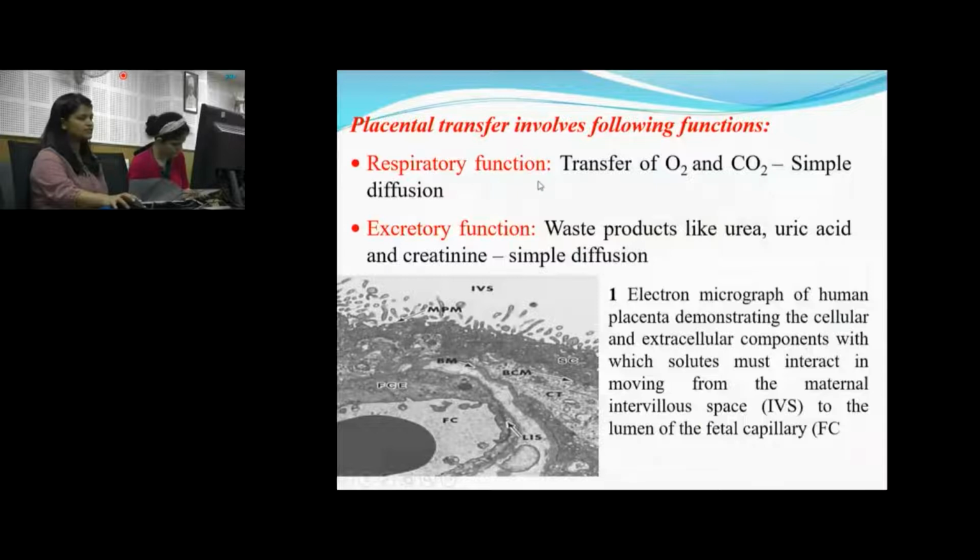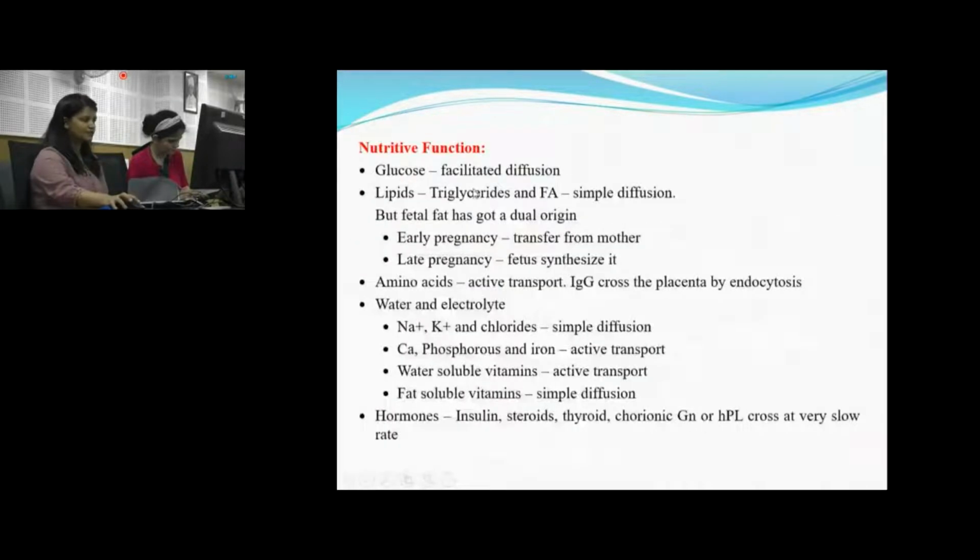Respiratory function: the transfer of oxygen and carbon dioxide is mediated through simple diffusion. Excretory function: waste products like urea, uric acid and creatinine cross through simple diffusion. Glucose goes through facilitated diffusion; lipids, triglycerides and fatty acids by simple diffusion. Fetal fat, as you know, has a dual origin. In early pregnancy, the mother is the only source for it, and later on in pregnancy, the fetus synthesizes it itself.